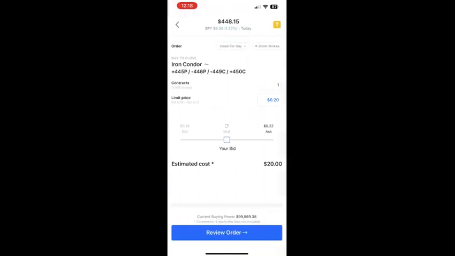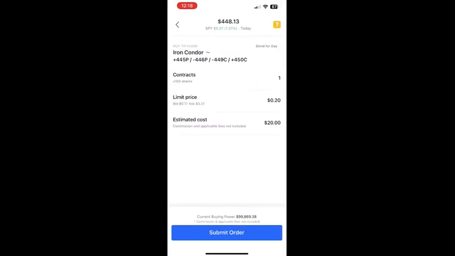If I determine it's the right time for an exit, hitting that button will take me to a closing ticket, again filled out and starting at the mid. I can review the closing price I'm willing to spend to take this credit spread off at a profit.